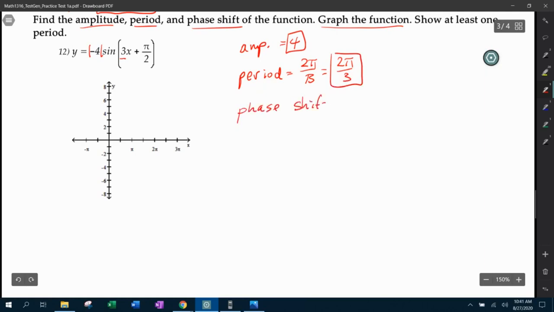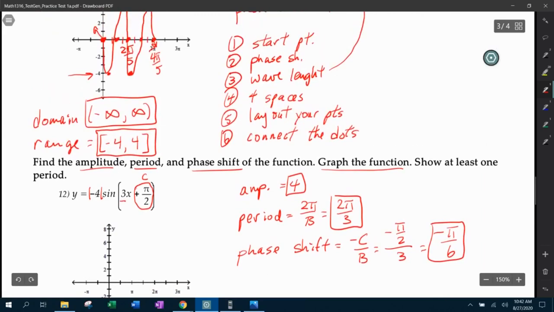And the phase shift, okay, -c over b. So c is positive pi over 2. So over here it's going to be negative pi over 2 over 3. And if we do the math and simplify that, that's going to be negative pi over 6.